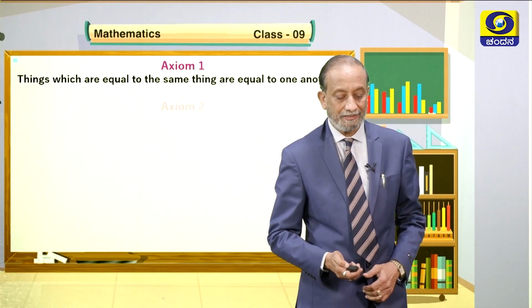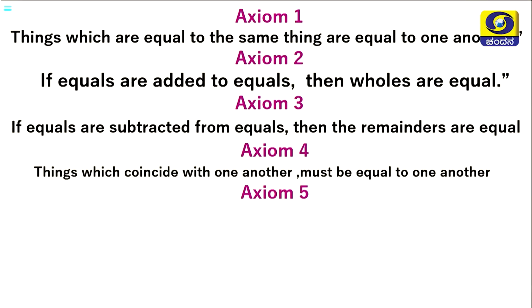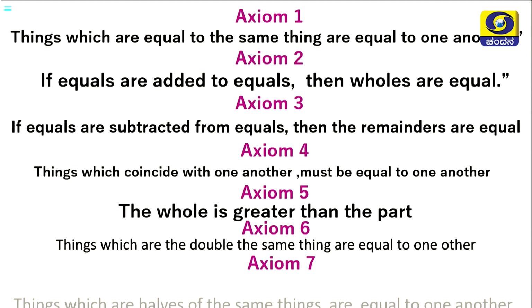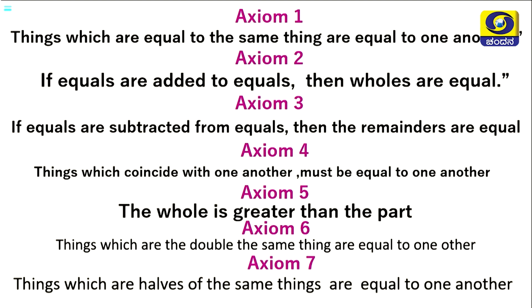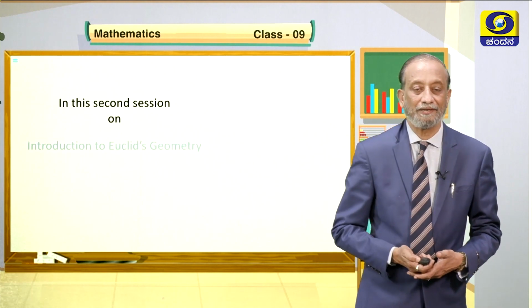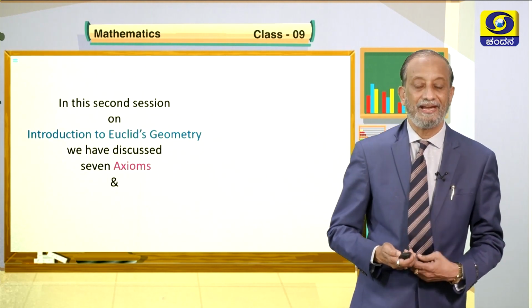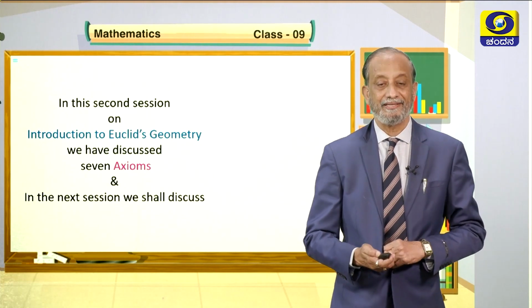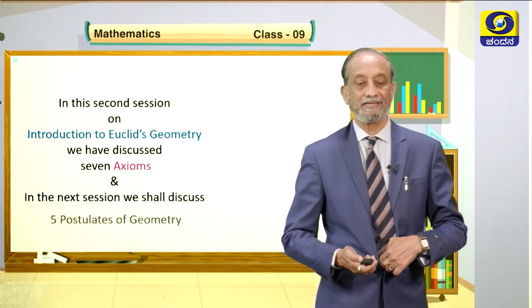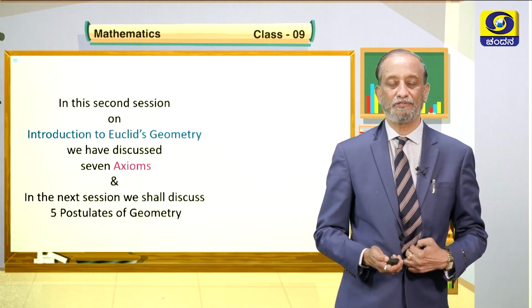So, here is the list of all the 7 axioms which I have discussed in this session. In this second session on Introduction to Euclid Geometry, we have discussed 7 axioms, and in the next session we will discuss the 5 postulates of geometry.